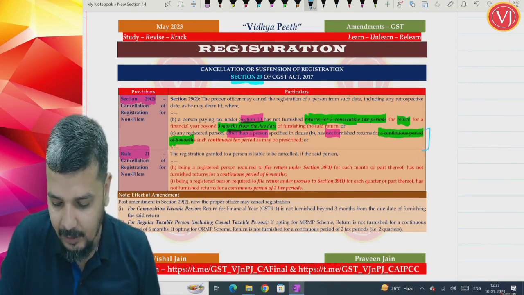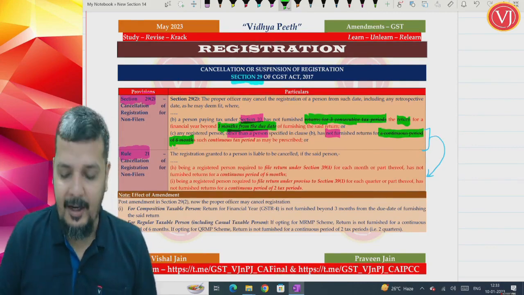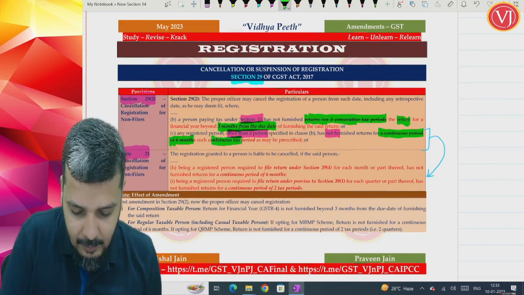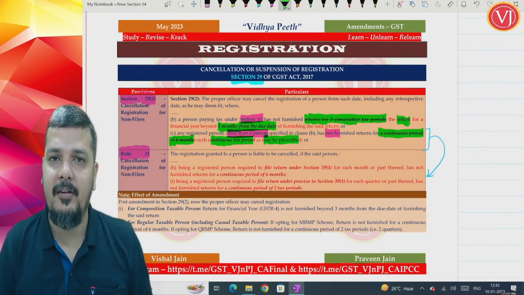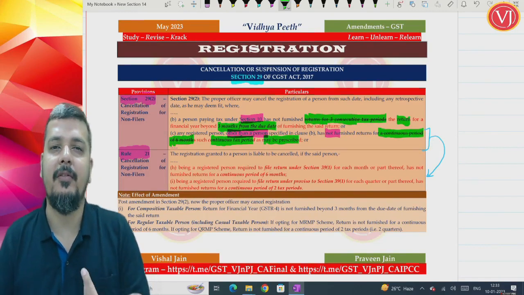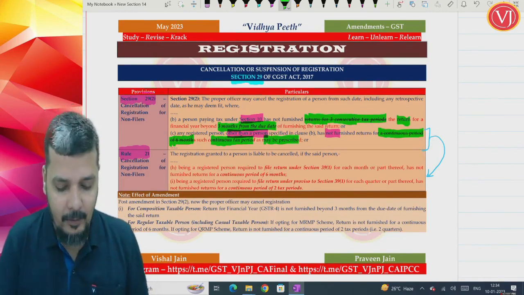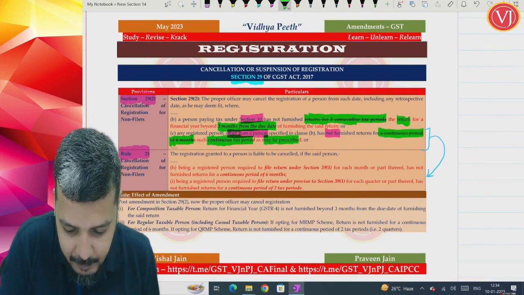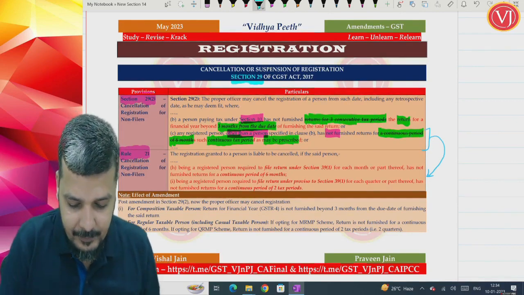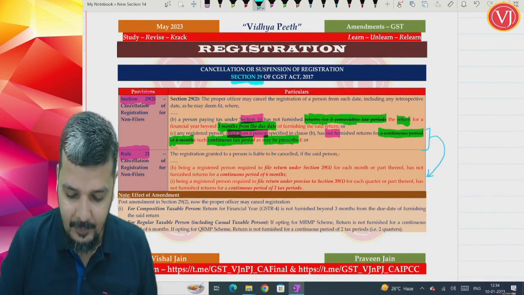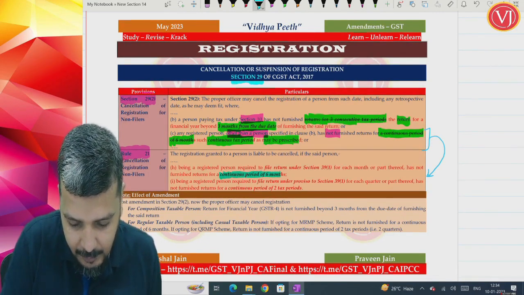For other than a composition taxable person, they have given the time limit in rules, for a continuous tax period as may be prescribed. Previously it was 6 continuous months, which does not make any sense, because not everyone was filing monthly returns. Now they have said, for a continuous tax period as may be prescribed. And what is prescribed in rules is basically rule 21. In the rule, they have said, if you are not under the QRMP scheme, then you have not filed your return for continuous 6 months.